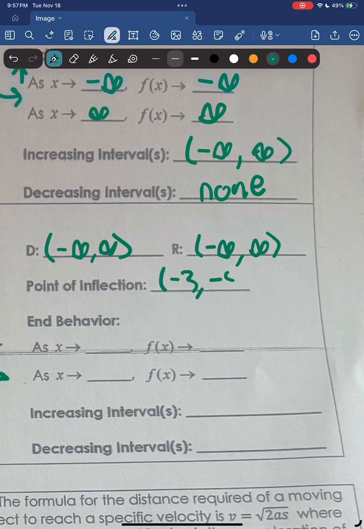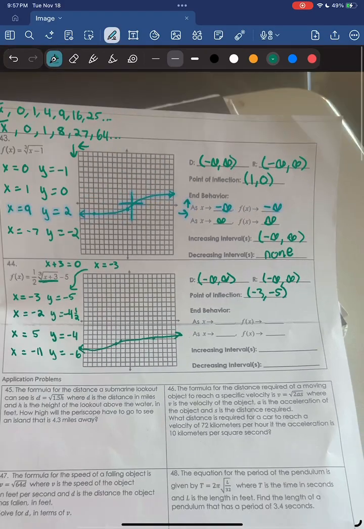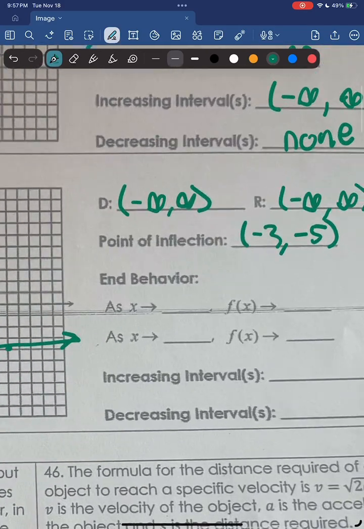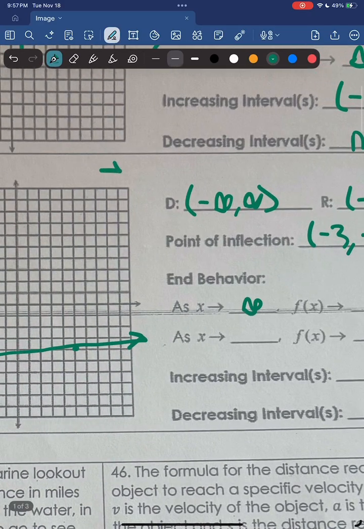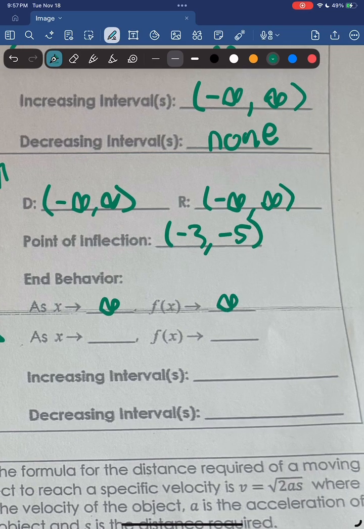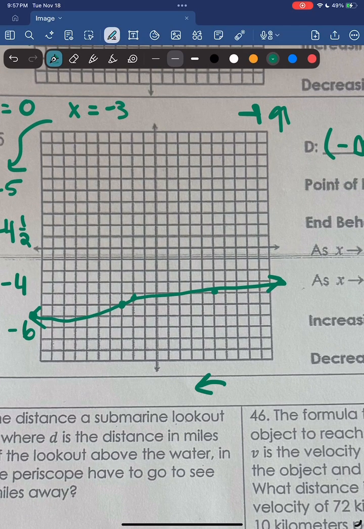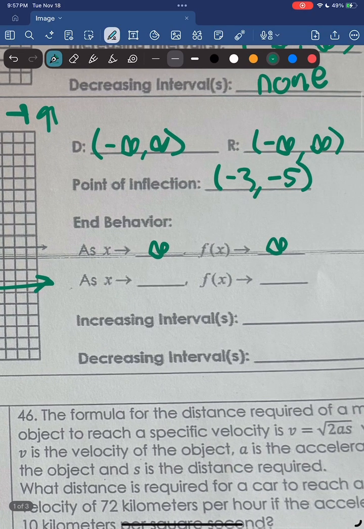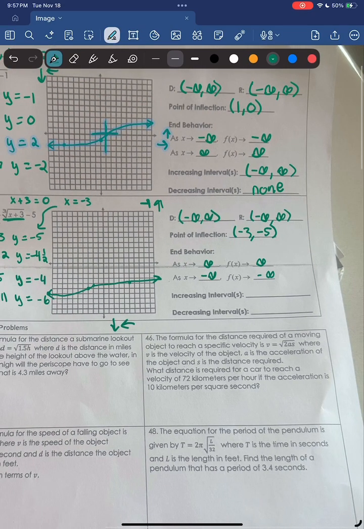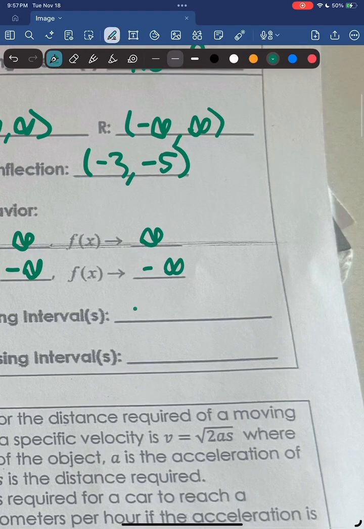Now our end behavior: as x goes to positive infinity, if it's going this way, what's happening to y? Y is going up. So y is also going to positive infinity, and vice versa. As x goes to negative infinity, y goes down, so negative infinity. Now we're increasing once again always, from negative infinity to positive infinity, and none for decreasing.